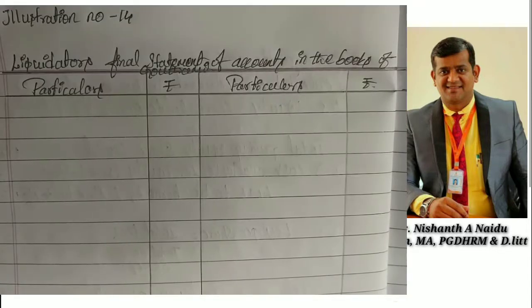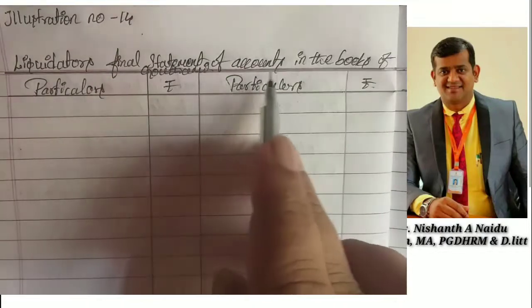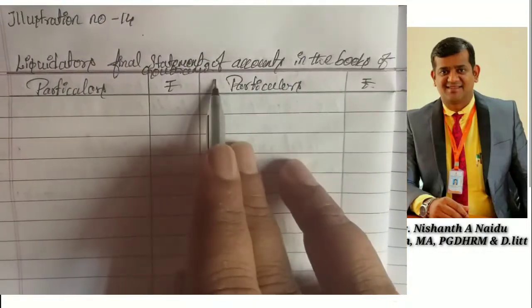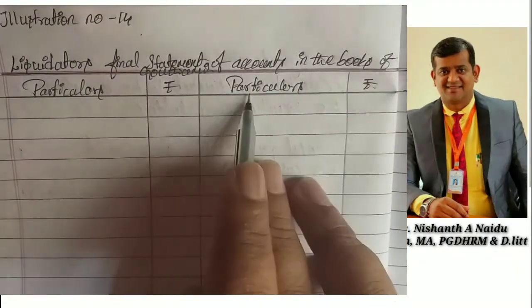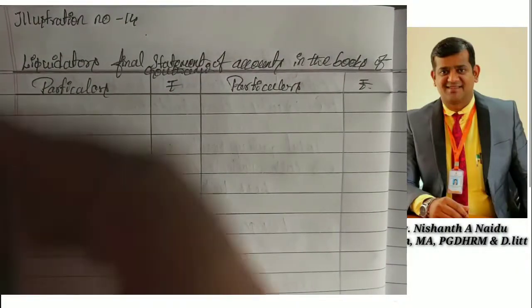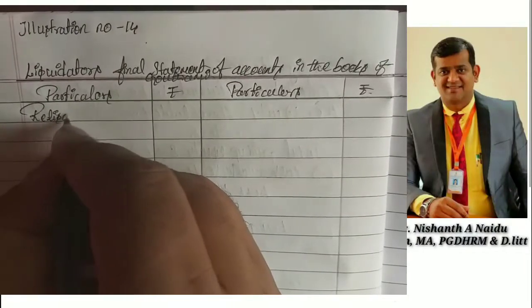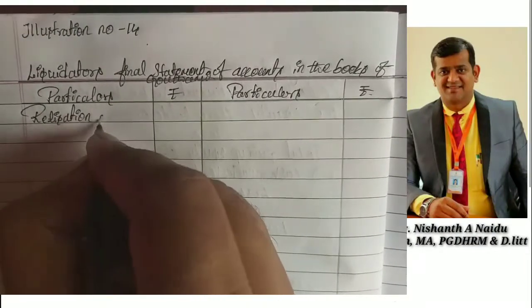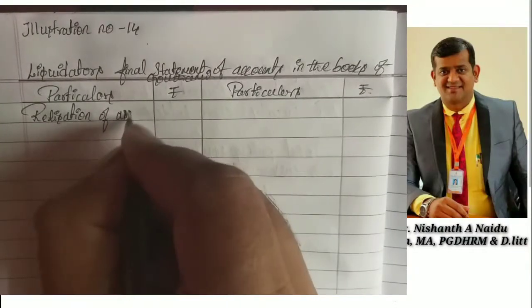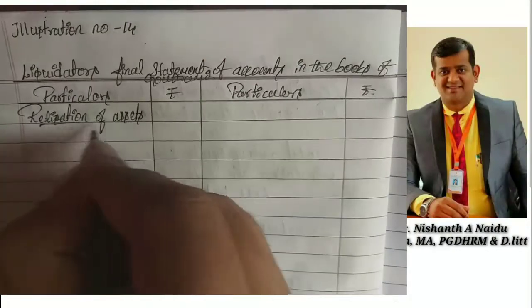Students, I am ready with the table. Solution for illustration number 14. Liquidator's final statement of accounts in the books of Gautami Company Limited. Particulars rupees, particulars rupees. I hope you are also ready. So first what we are going to write? Realization of assets.